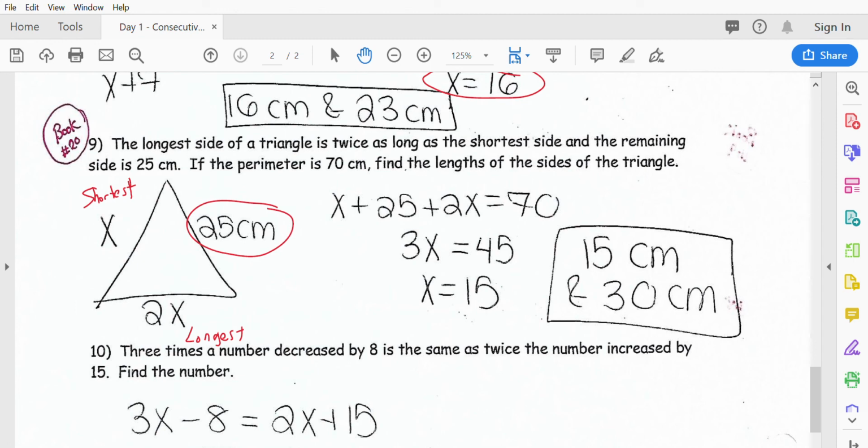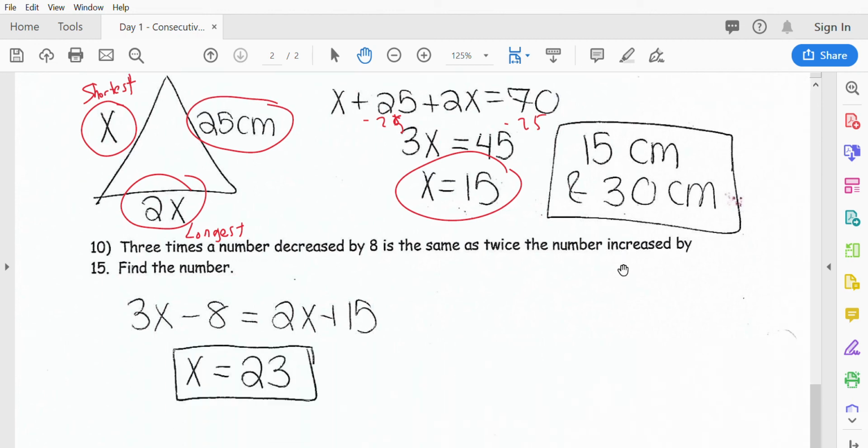It's comparing the longest side to the shortest side, mentioned last. So the shortest side could be x. The longest side is twice as long as that. So how do you say twice as long as x? 2x. Perimeter, once again, is the sum of the three sides. So x plus 2x plus 25. So you have 3x equals 45 because we subtracted 25 from both sides already. Then x equals 15. So the remaining two sides, 15 centimeters and then 30 centimeters.